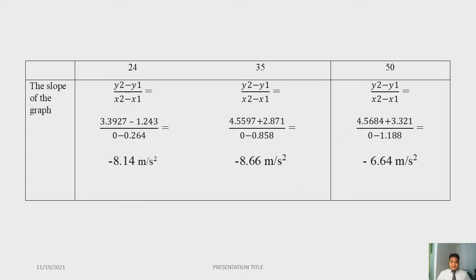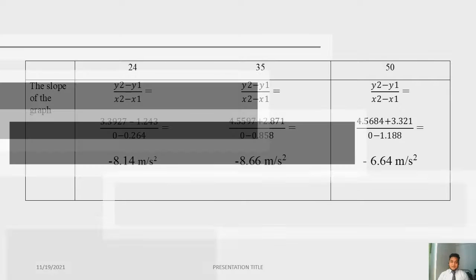From the velocity graph, we can collect the data. This is all the slope from the graph. The first one is 24 degree, we got negative 9.14 meters per second squared, and for 35 degree we get negative 8.66 meters per second squared, and the last one for the 50 degree we get negative 9.64 meters per second squared. We got the nearest to the constant acceleration is the negative 8.66 meters per second squared, which is near to the negative 9.85 meters per second squared.